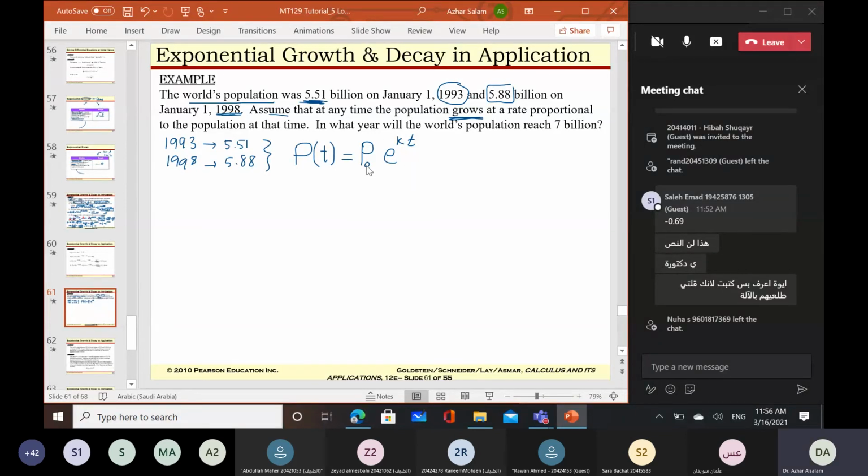From this equation, I can actually find the value of this constant, okay? Since I already have this time and this time, I have already two conditions, and these two populations, okay? I have actually an initial condition. What's the meaning of initial? The very first time, okay?